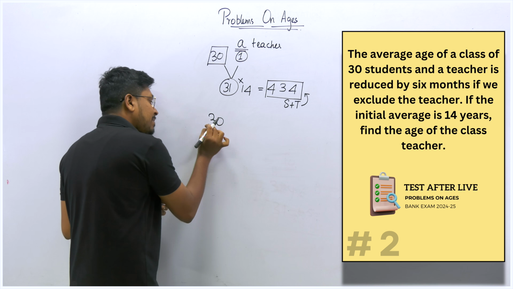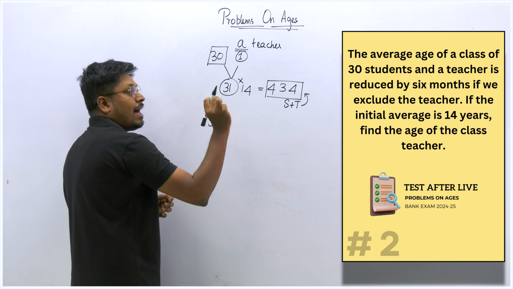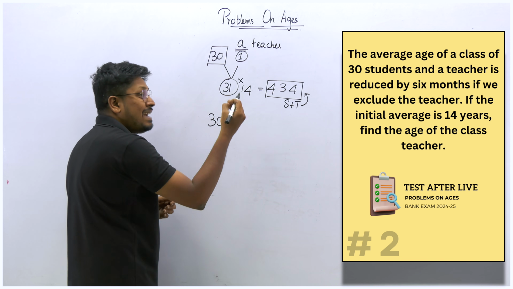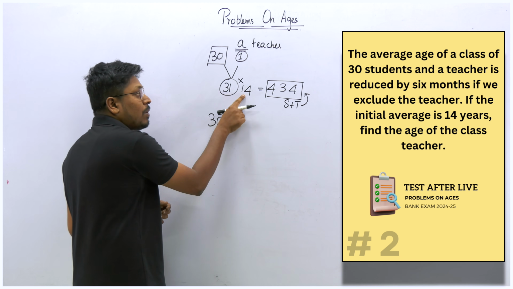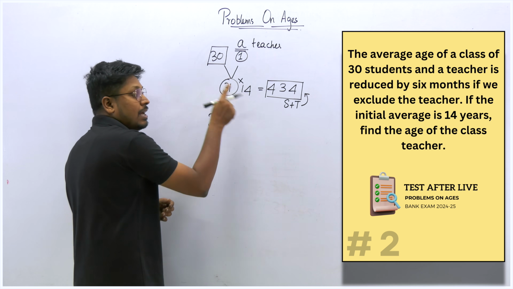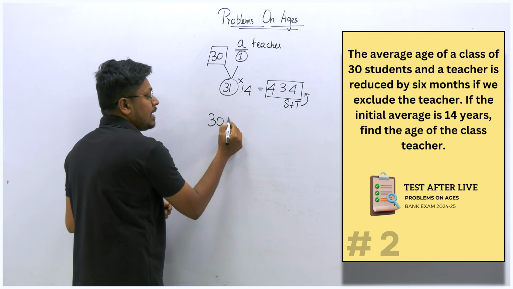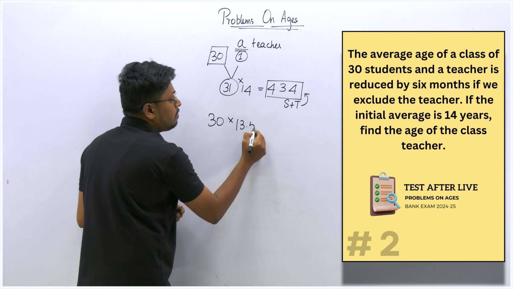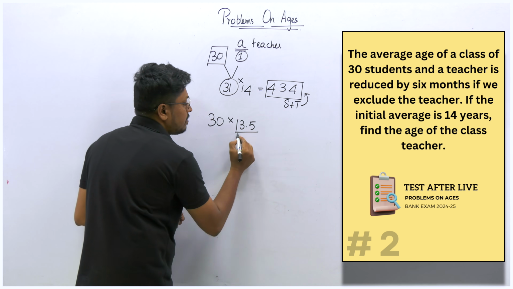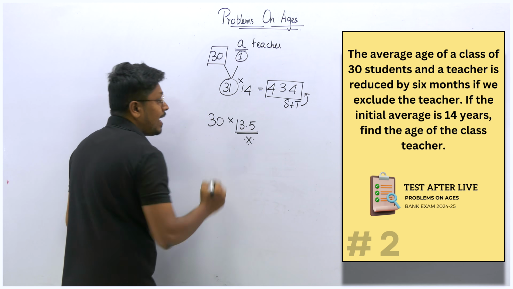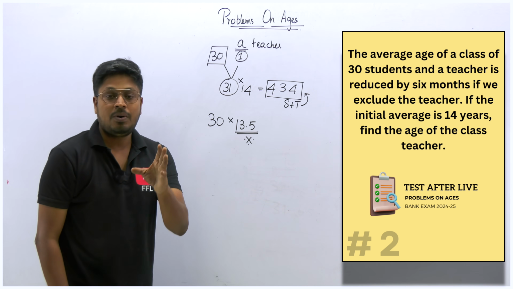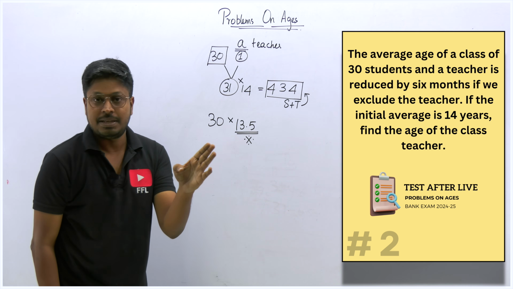So when we eliminate the teacher, the classroom average is reduced by 6 months. Already, what is the average here? 14 years. If we reduce by 6 months, then you have to multiply by 13.5. This is the most important thing. Why have I written 13.5? Because it has been reduced by 6 months.